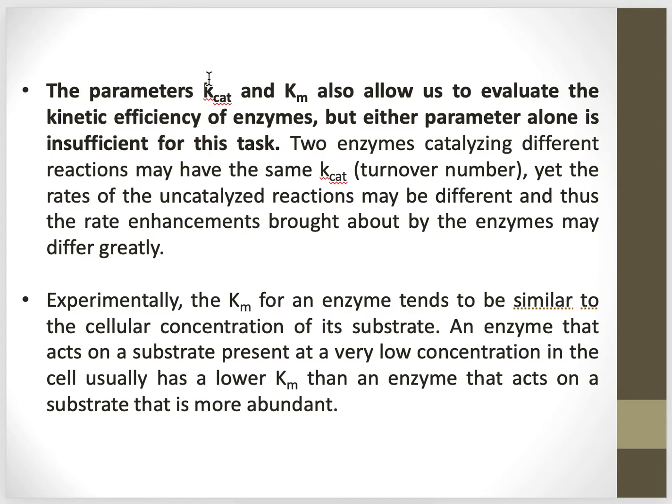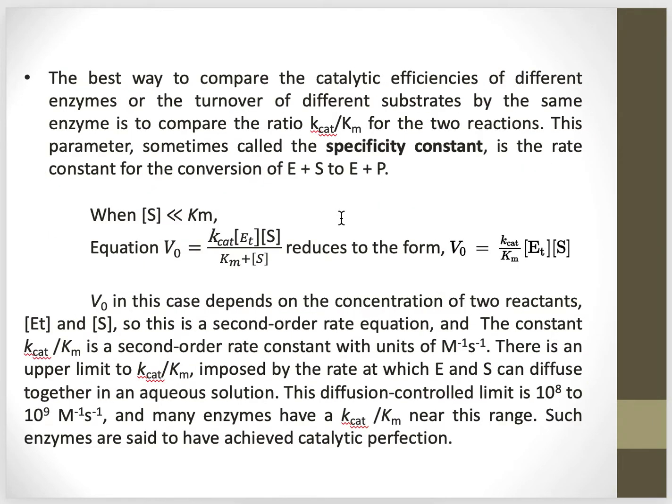So, as we just learned, kcat and Km alone are not sufficient to evaluate the kinetic efficiency of enzymes. How can we do that? The best way to compare the catalytic efficiencies of different enzymes, or the turnover of different substrates by the same enzyme, is to compare the ratio kcat by Km. This ratio is called the specificity constant. That means the specificity constant is equal to kcat by Km.